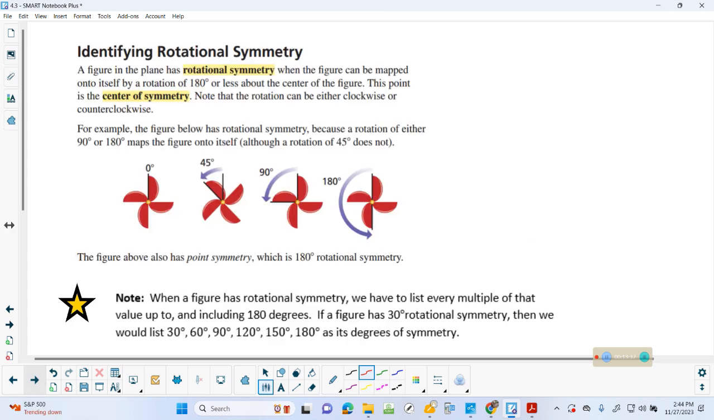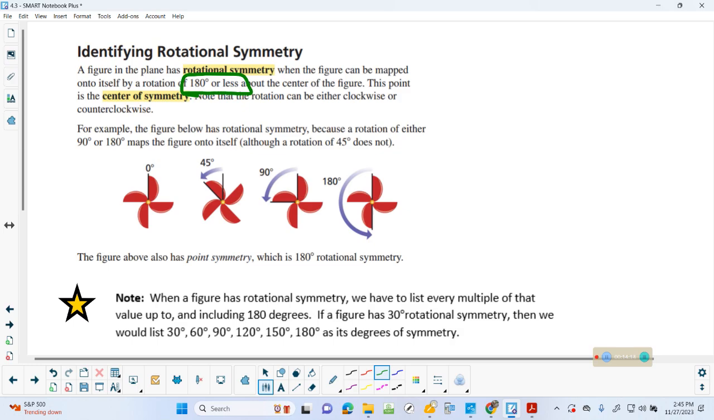All right, the last thing I have for you, this is one of these things you have to picture in your head. Rotational symmetry. So you want to be able to rotate the picture around and have it land and make the exact same picture. So a figure in the plane has rotational symmetry if it can be mapped onto itself, here's the key, by a rotation of 180 or less. You can have rotational symmetry beyond 180, but we're only going up to 180. This point's called the center of rotation. Notice the rotation can be clockwise or counterclockwise.